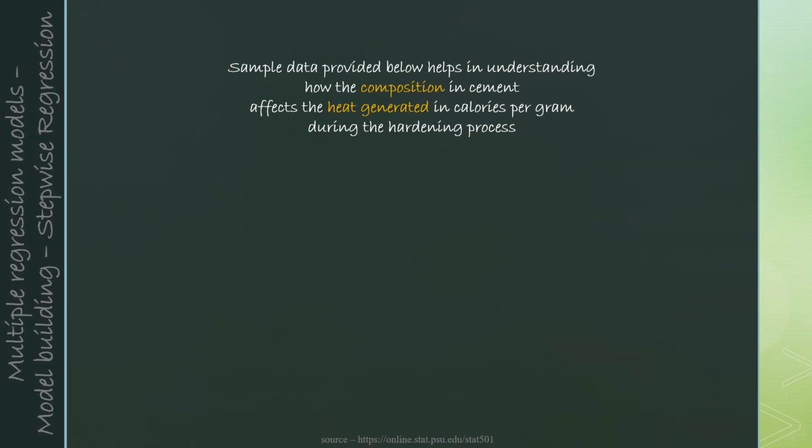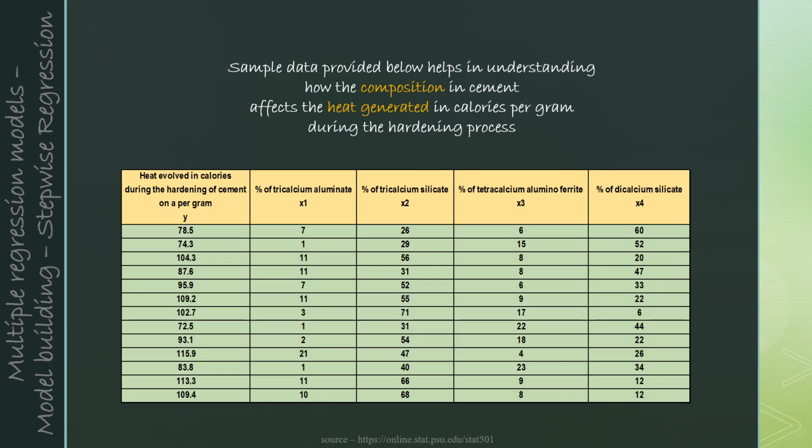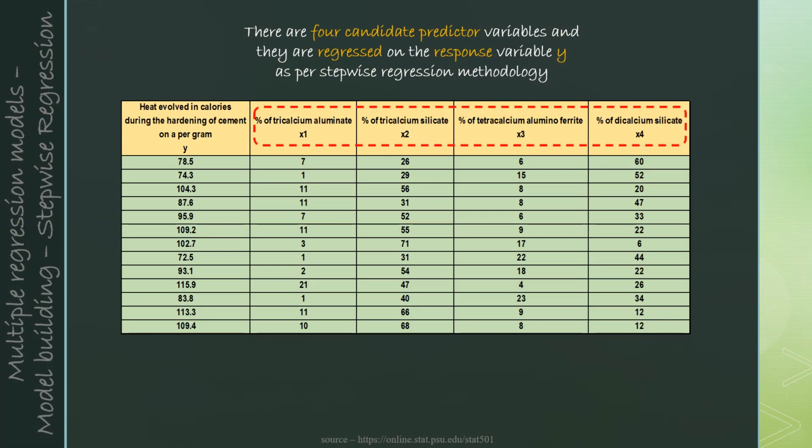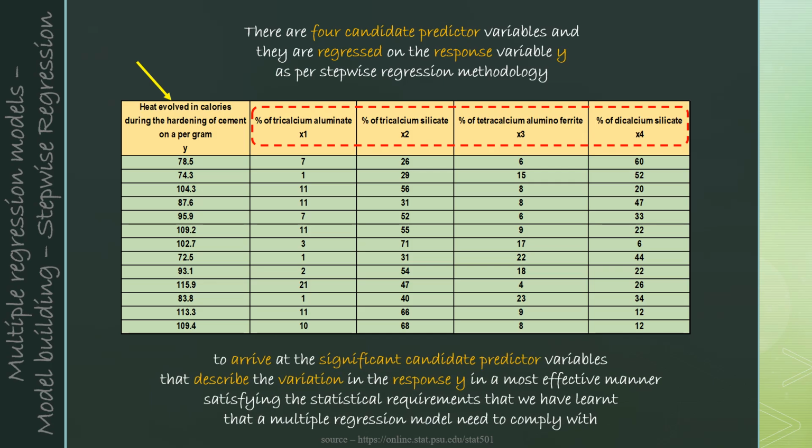Let's understand the stepwise regression method using an example. Sample data provided below helps in understanding how the composition in cement affects the heat generated in calories per gram during the hardening process. There are four candidate predictor variables and they are regressed on the response variable y as per stepwise regression methodology, to arrive at the significant candidate predictor variables that describe the variation in the response y in a most effective manner, satisfying the statistical requirements that we have learned that a multiple regression model needs to comply with.